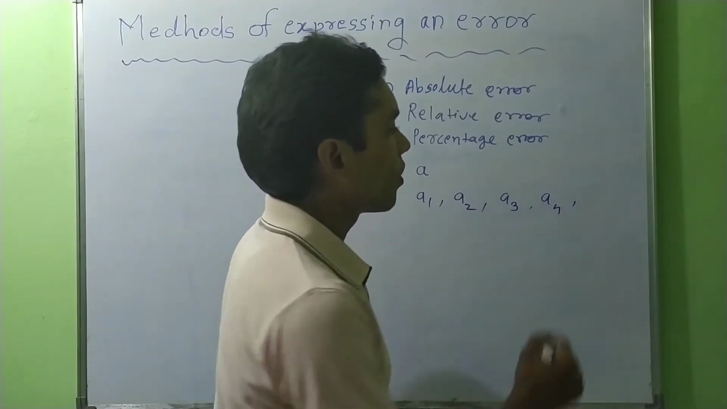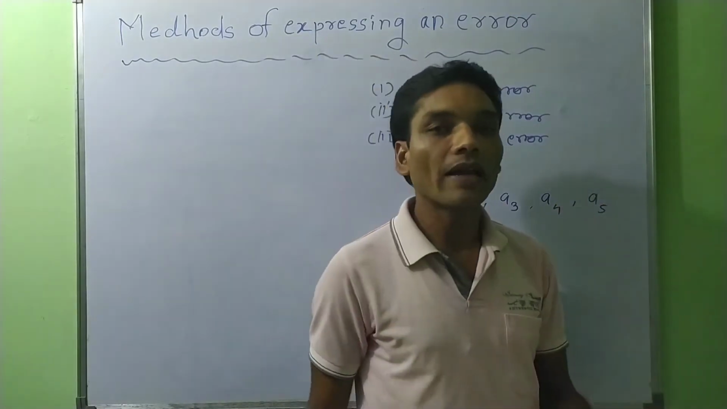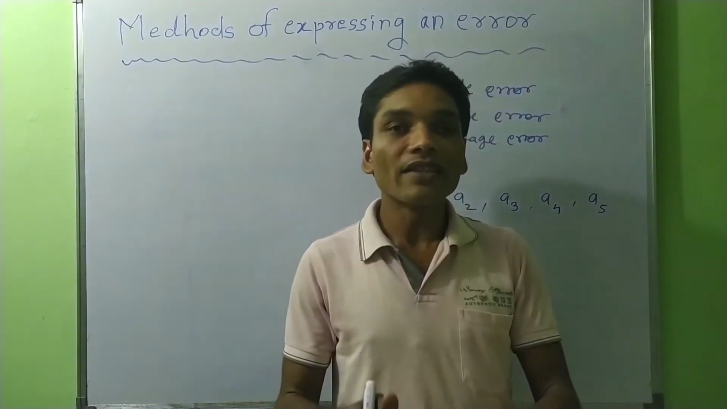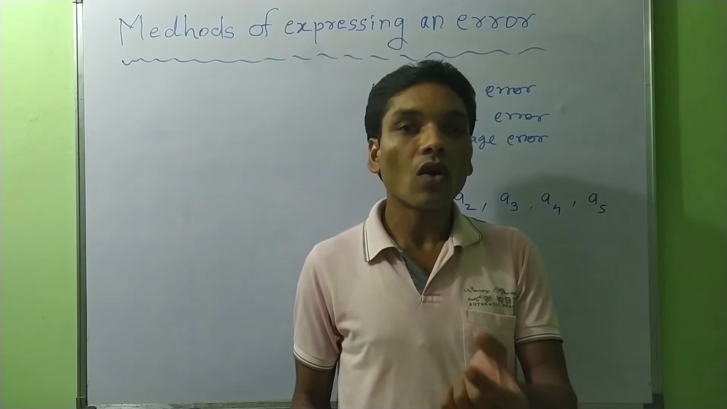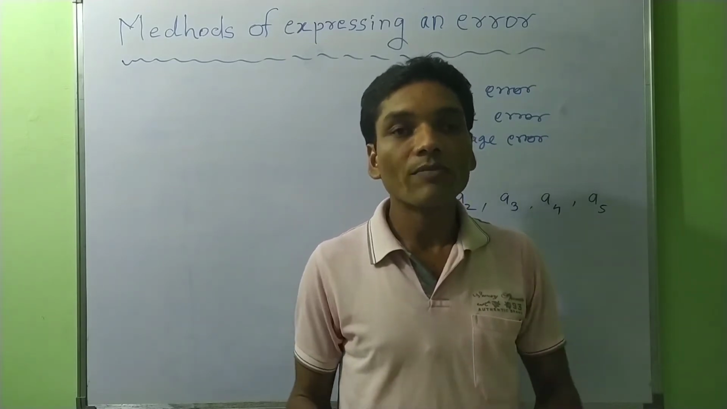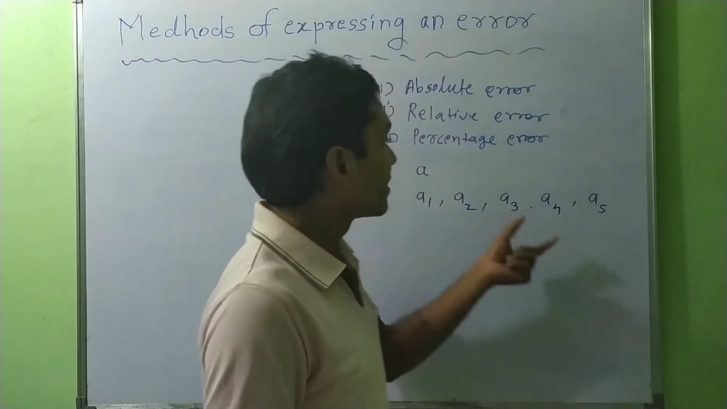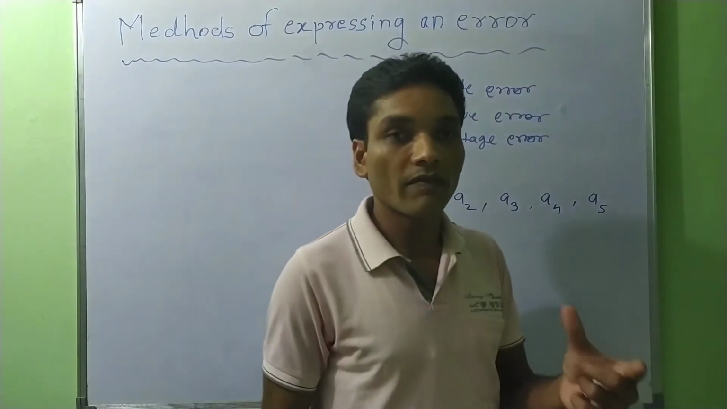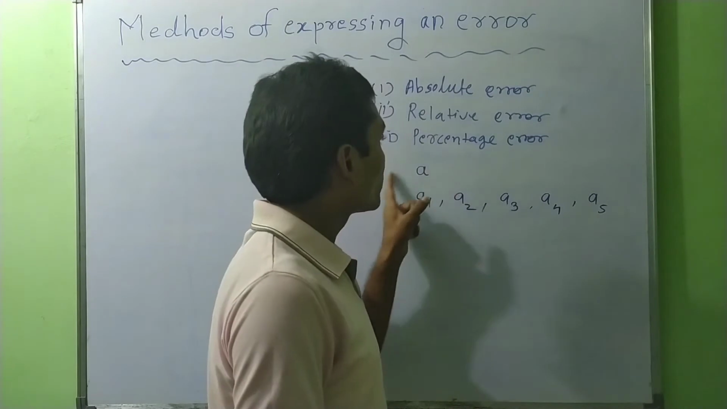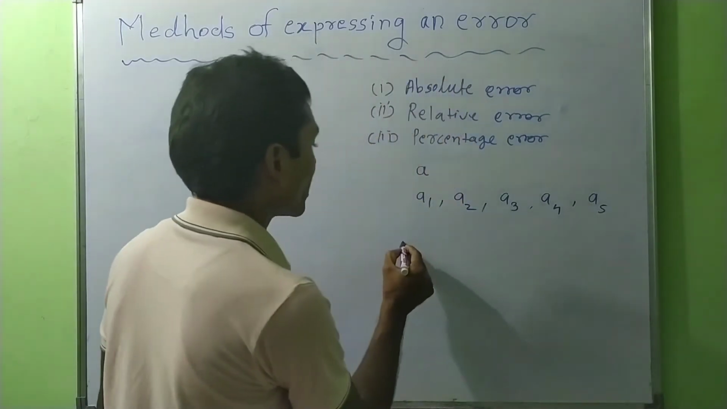in the fifth observation, the length is A5. Okay, these are 5 observations. In these observations, 2 or more observations may be equal or all the observations may be different. Okay, so we have to find the average of these observations, and this average or mean value of observed values is called the true value.